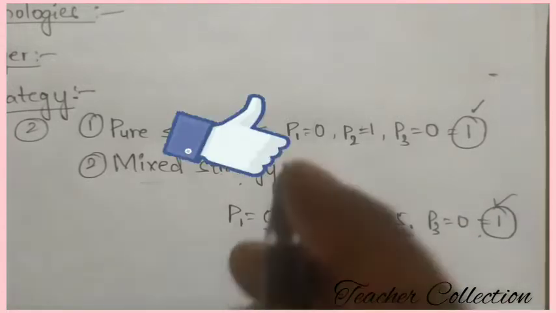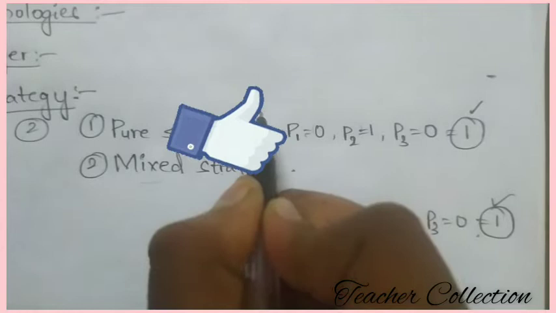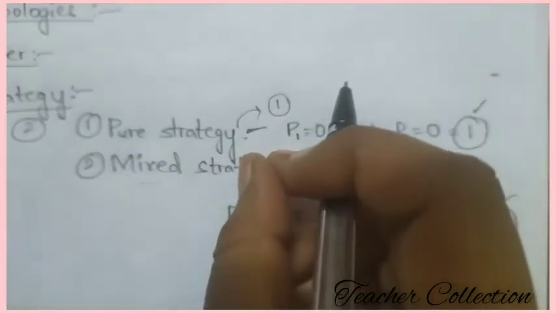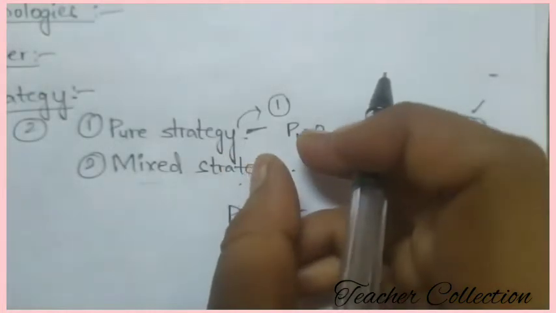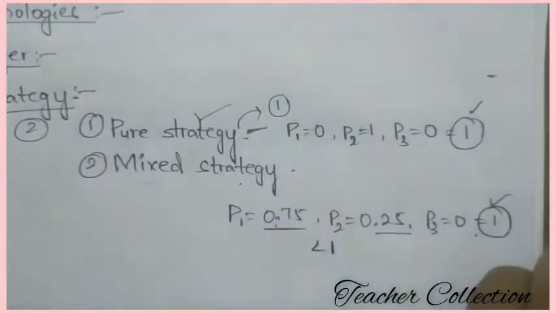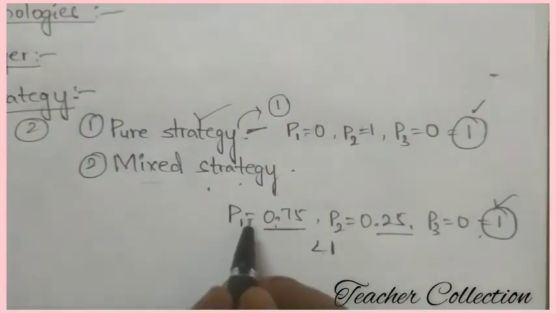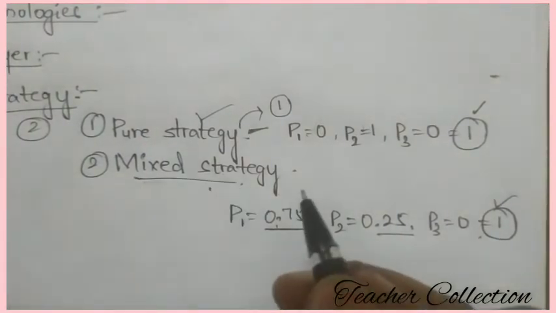Very simple. If a player selects only one particular strategy with probability of 1, then that is pure strategy. If a player selects more than one strategy, then it is mixed strategy.